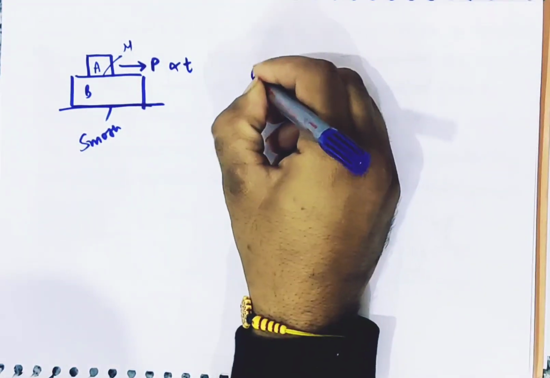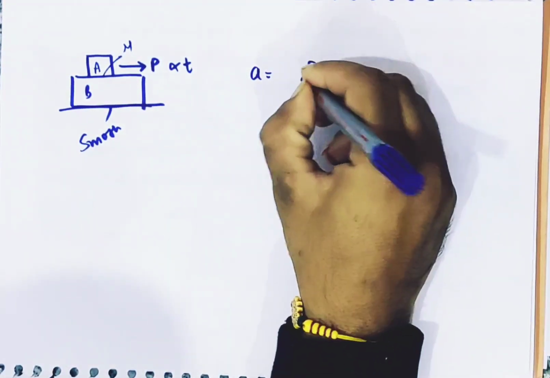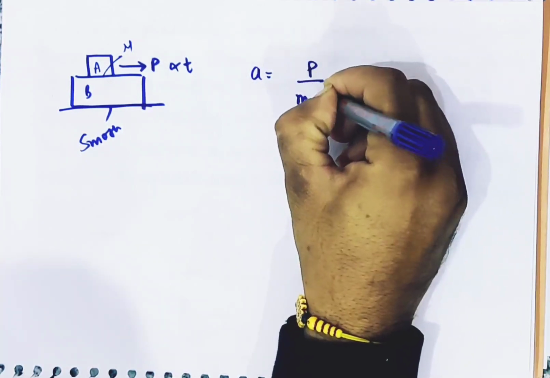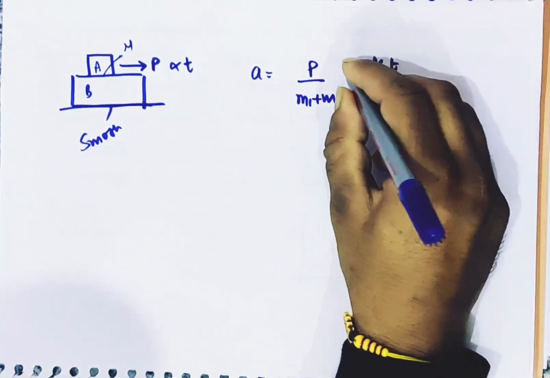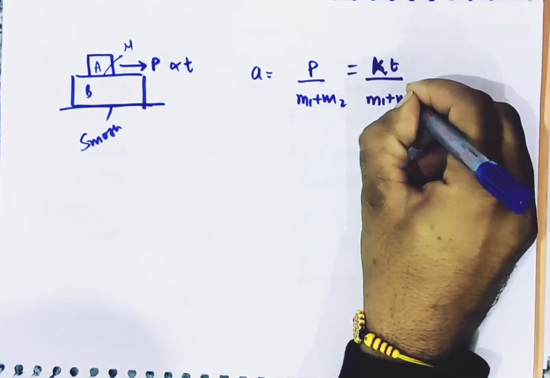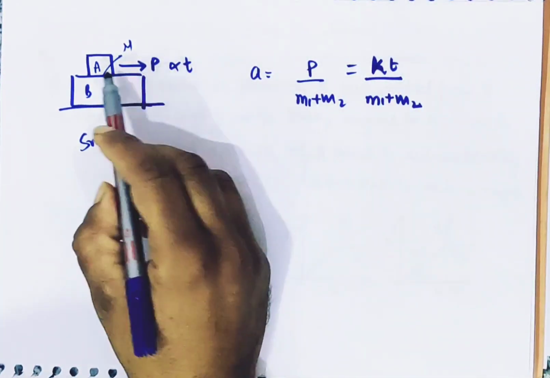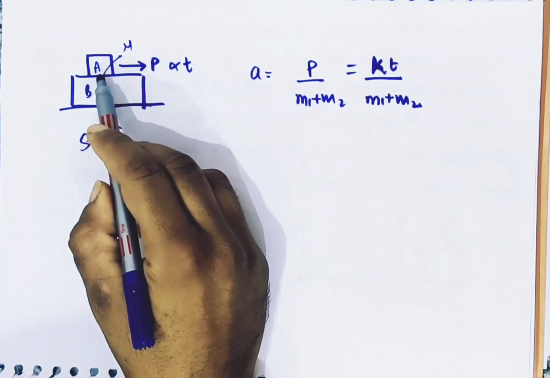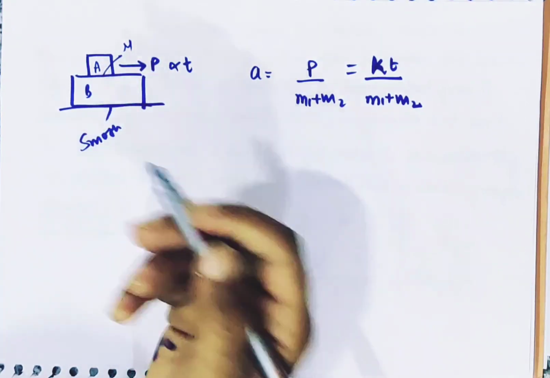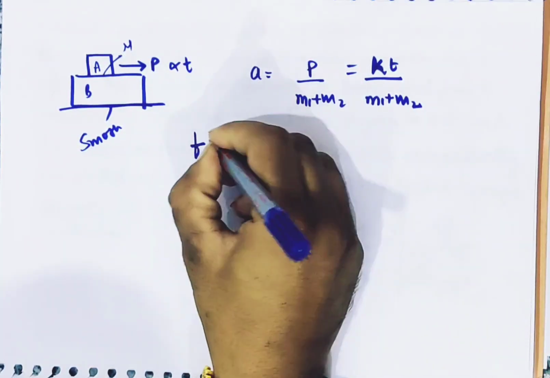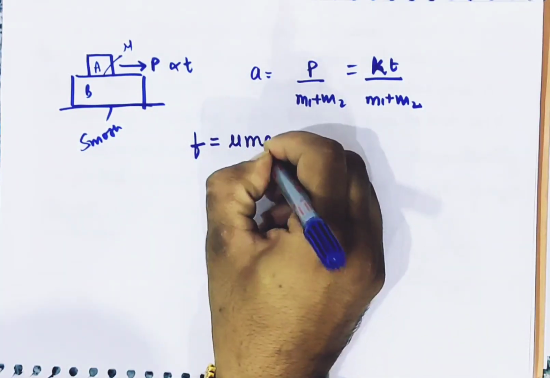See, they will continue to move at a constant acceleration for some time. Say I take some kt. That is because as we go on to increase force P, the friction between A and B also goes on to increase due to its self-adjusting nature. But after a certain point of time, as we all know, friction cannot go beyond this limiting value.